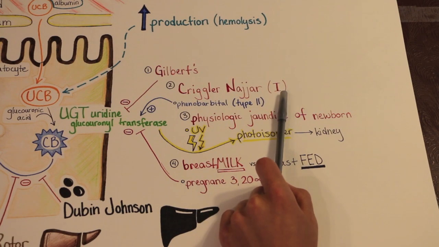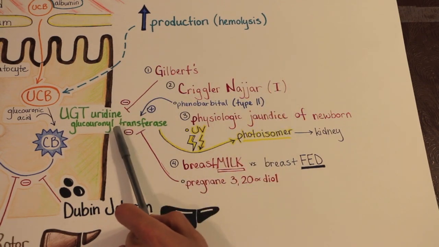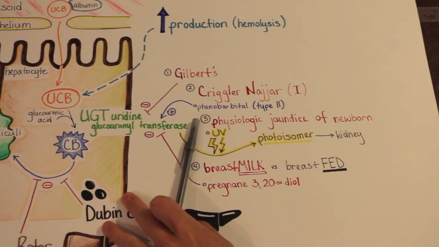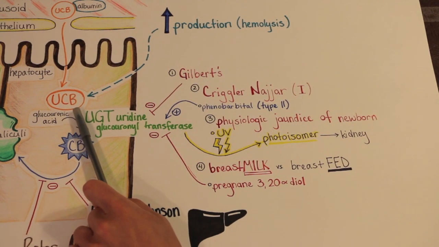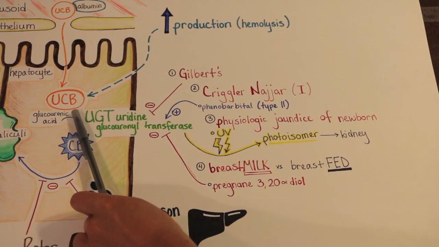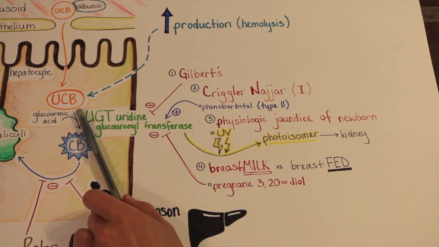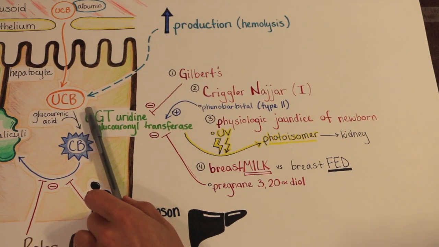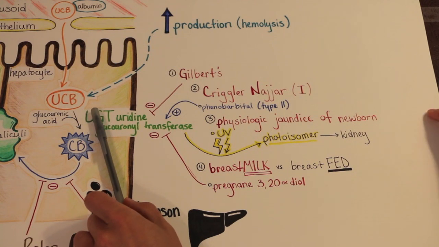Crigler-Najjar type 1 is a much more severe cause of elevated unconjugated bilirubin due to an autosomal recessive absence of UGT. Crigler-Najjar is fatal within the first few years of life since there is marked elevations of unconjugated bilirubin, which is highly lipid soluble and therefore can collect in the brain, causing kernicterus, especially in the basal ganglia. This is essentially jaundice of the brain. The treatment for Crigler-Najjar is a combination of plasmapheresis and phototherapy.